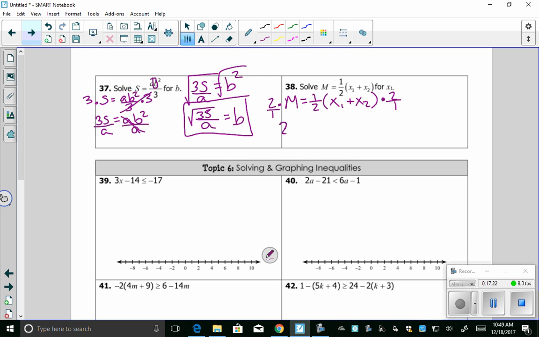2 times m is 2m equals. The 1's cancel out and the 2's cancel out. So I have x1 plus x2. Because I'm solving for the x1, subtract x2. So that I get x1 equals 2m minus x2.